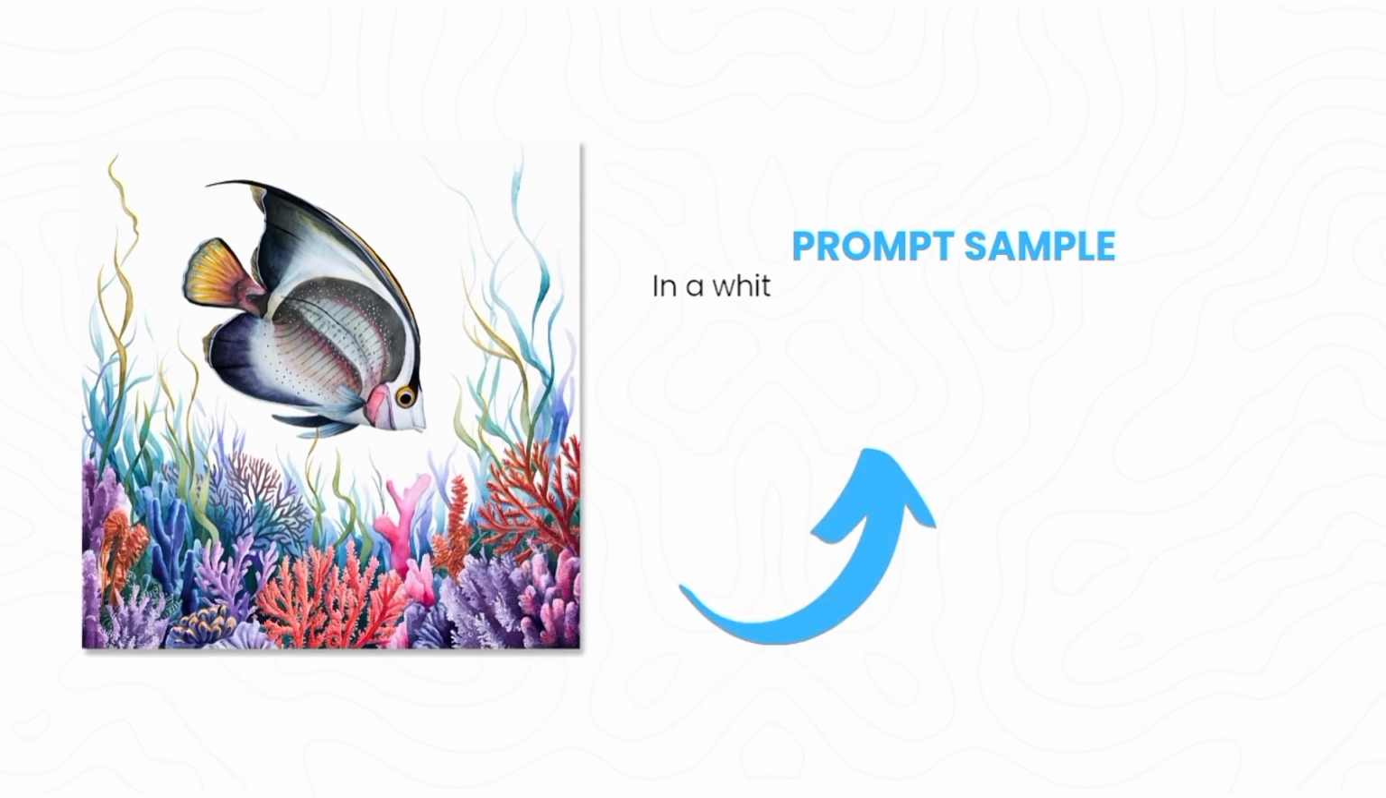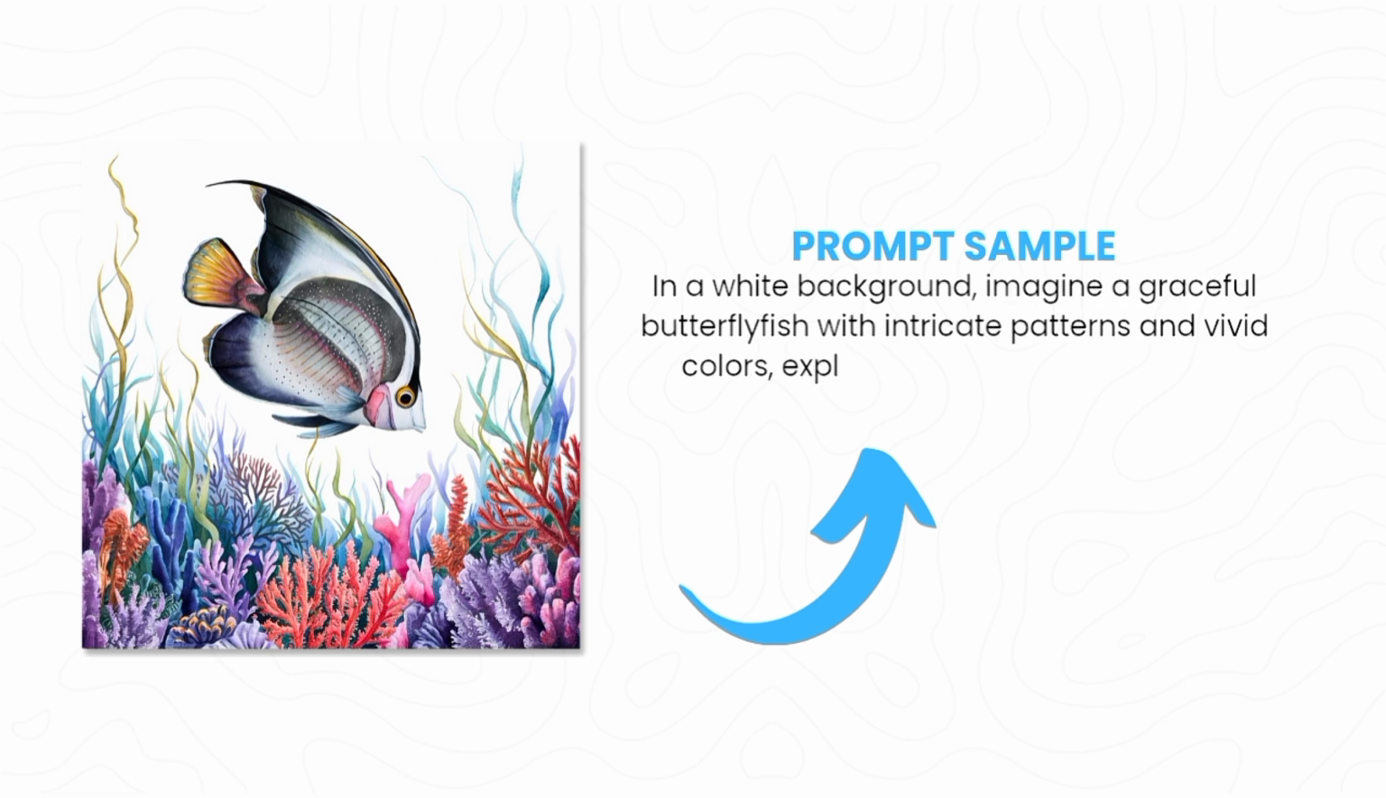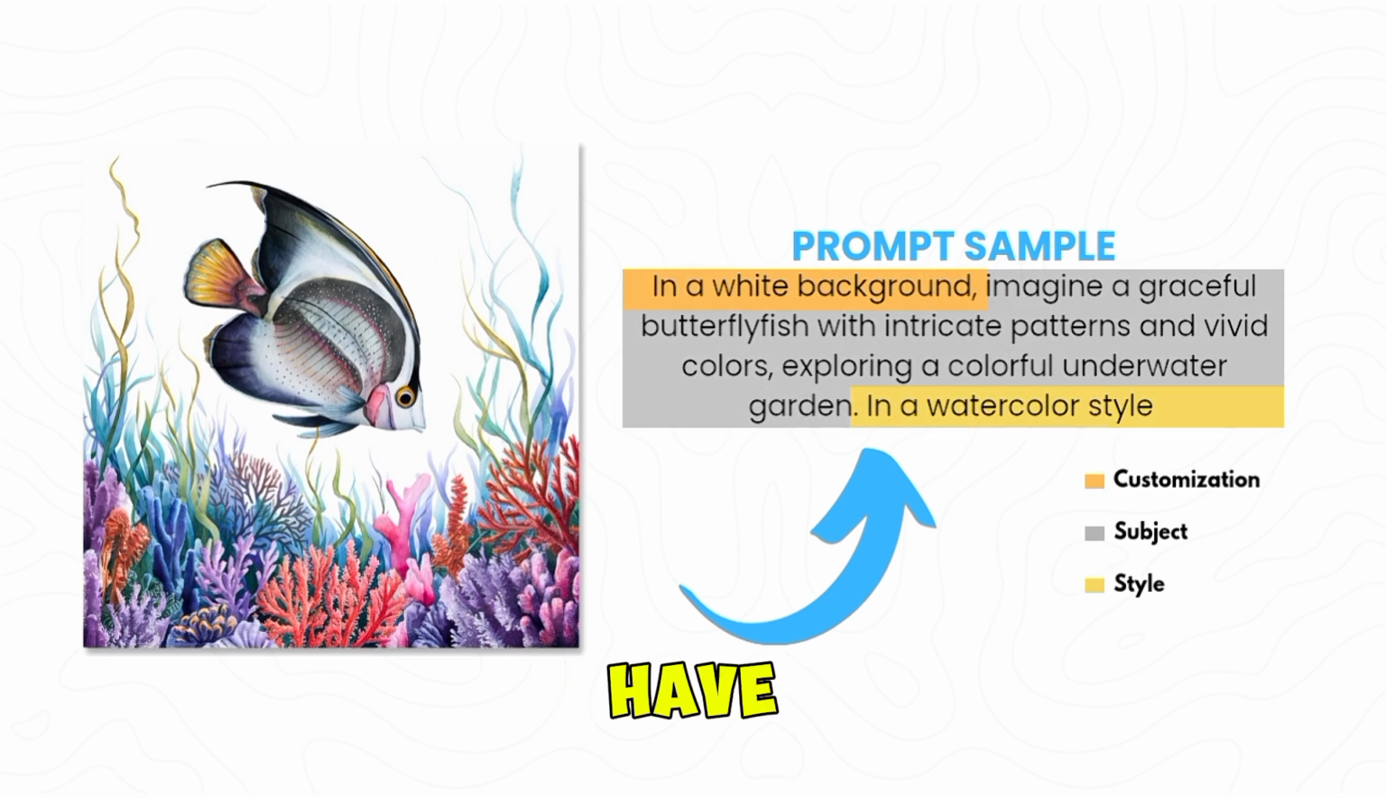First, I describe the background, a white background. Then I provide the subject of the prompt, which is: imagine a graceful butterfly fish with intricate pattern and vivid colors, exploring a colorful underwater garden. Finally, the style, which is watercolor style. With this prompt format, all you have to do is replace the subject of the prompt to keep getting better results.